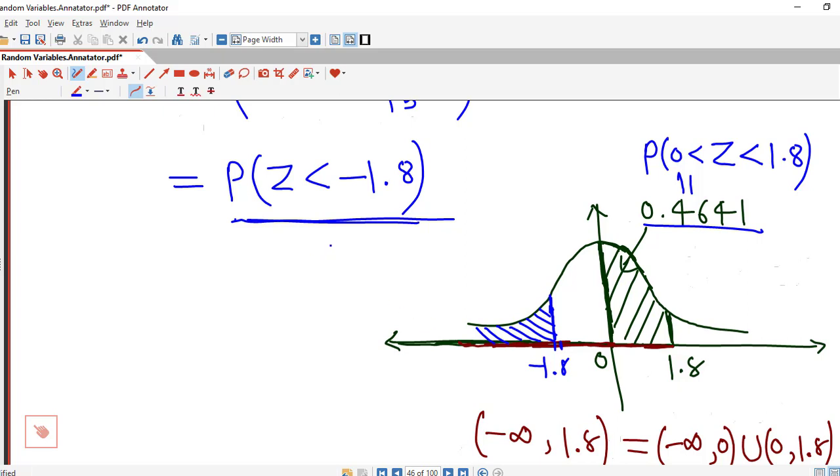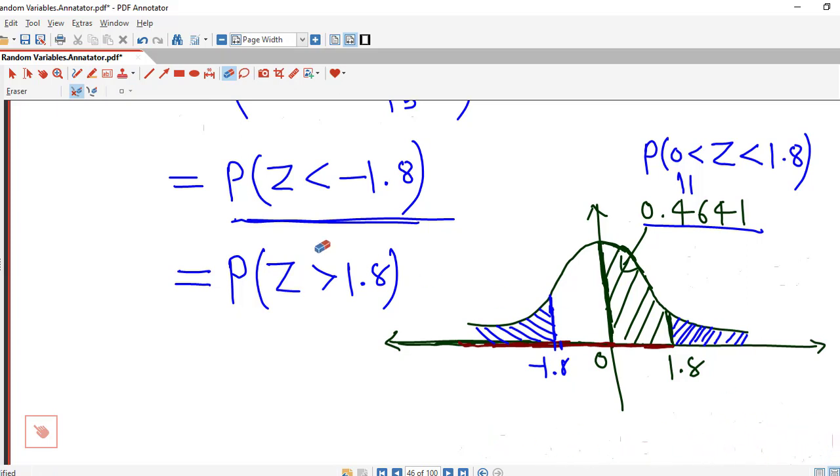Now if we observe, then by the symmetry of the curve, this area to the left side of minus 1.8 will be equal to the area to the right side of 1.8. Okay, these areas shaded by blue lines are the same due to symmetry of this standard normal curve. So this we can write as the probability that Z is strictly greater than 1.8.